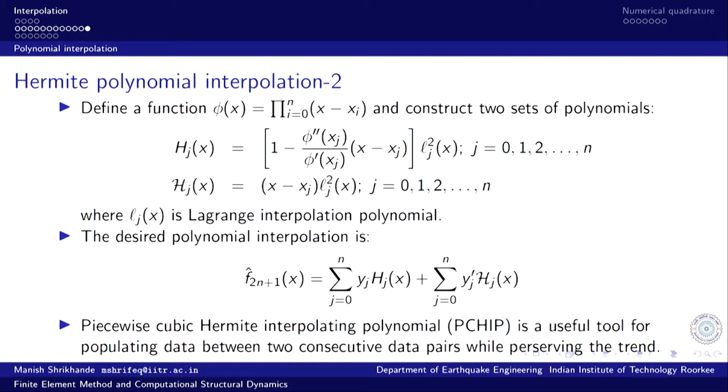So, a cubic polynomial can be interpolated, and that is what we call a piecewise cubic Hermite interpolating polynomial. This is a very useful tool, p-chip, that is used for interpolating data between 2 points, with the guarantee that whatever the trend of the data, whether ascending or descending, that trend will be preserved. So, we are not disturbing the trend of the data when we interpolate using p-chip.